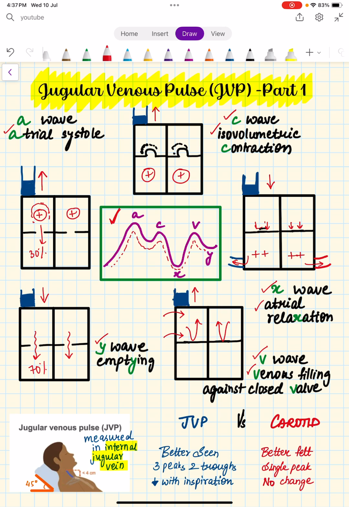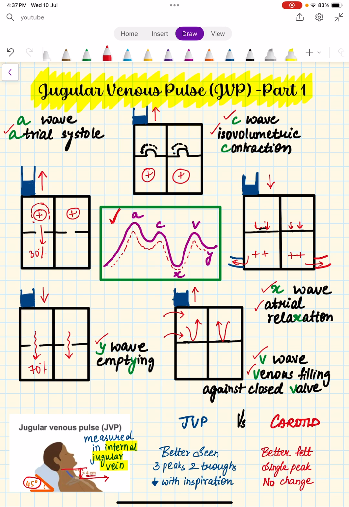This JVP can be analyzed bedside by putting the patient at 45 degrees with the horizontal and measuring the elevated JVP from the sternal angle of Louis. If this elevation is less than 4 centimeters, it is considered to be normal.